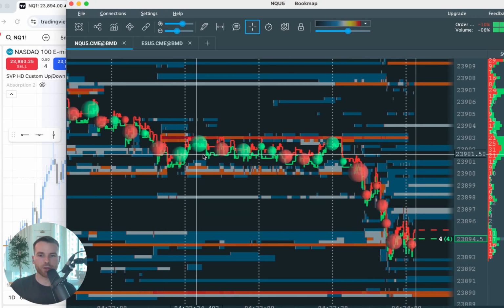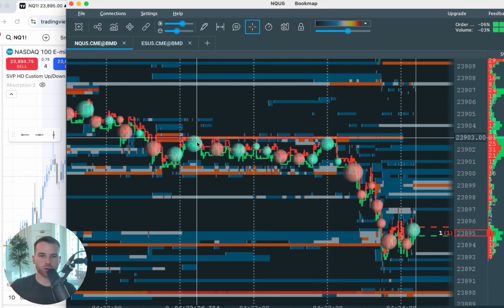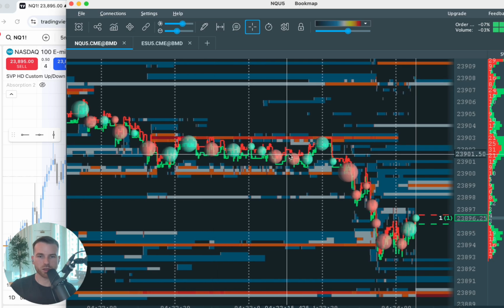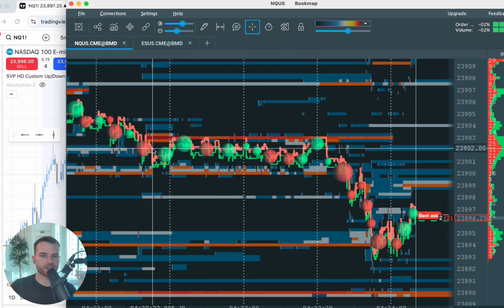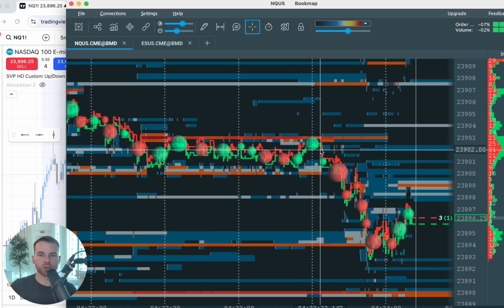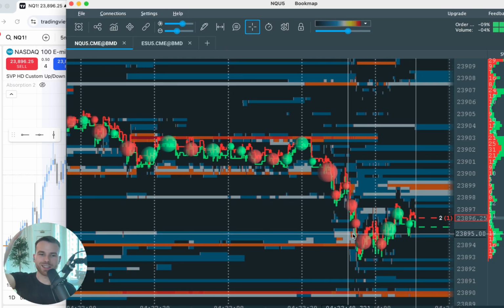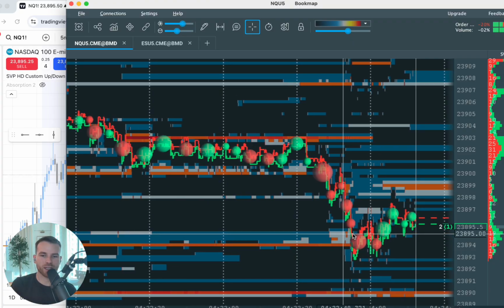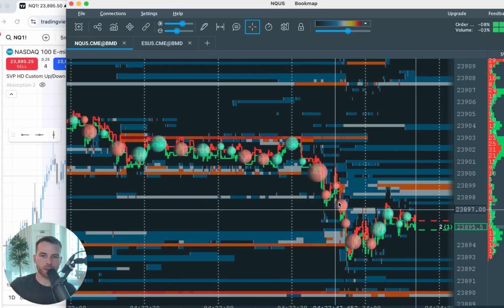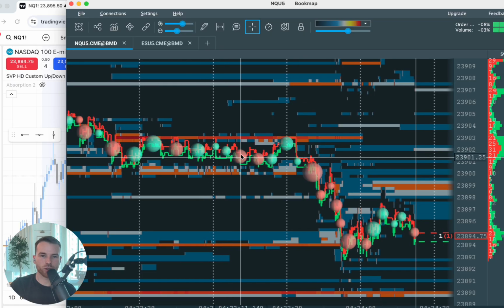Because compare this move where we had buying green bubbles and selling red bubbles, buying and selling, buying and selling the whole time, to this move where there was only selling and the market shot down in a matter of seconds. This is bad auction quality. This is good auction quality.